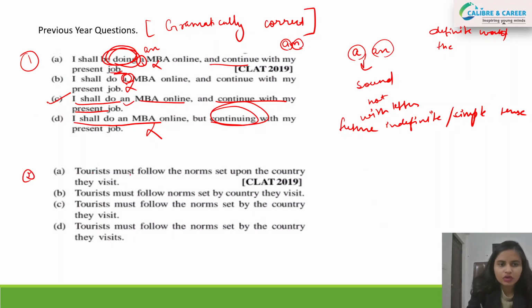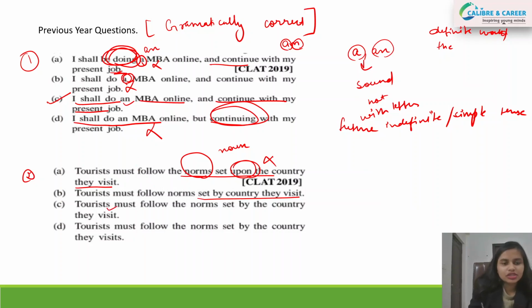Tourists must follow the norms set upon the country they visit. Set upon, that means you are talking about something onto something. All right. So tourists must follow the norms. Here norms is used in the sense of a noun, something that is rules, that is their norms. Alright. So tourists must follow the norms set upon. Upon is an incorrect preposition used here. Tourists must follow norms set by country they visit. And then tourists must follow the norms set by country they visit.